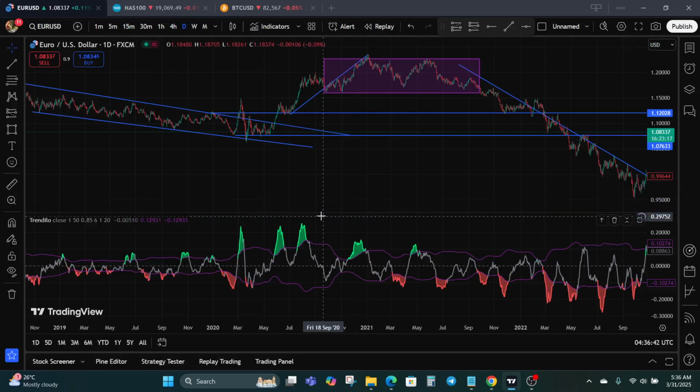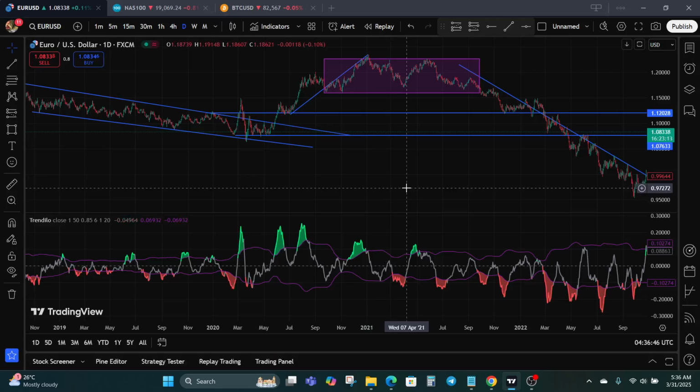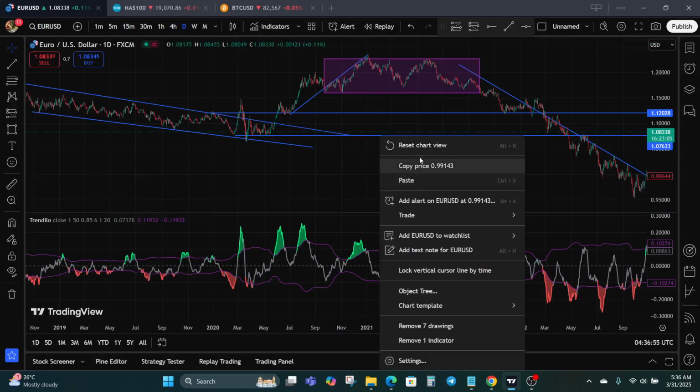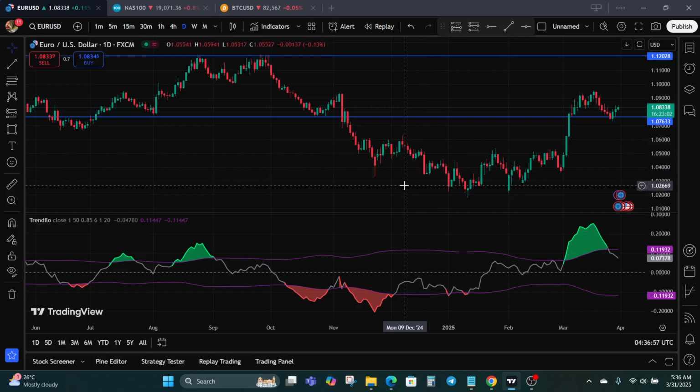Now, if you've been frustrated with RSI false signals, then the Trendilo indicator is the solution you need. It improves momentum analysis by adding smart filtering and trend confirmation, making it a valuable tool for any trader.